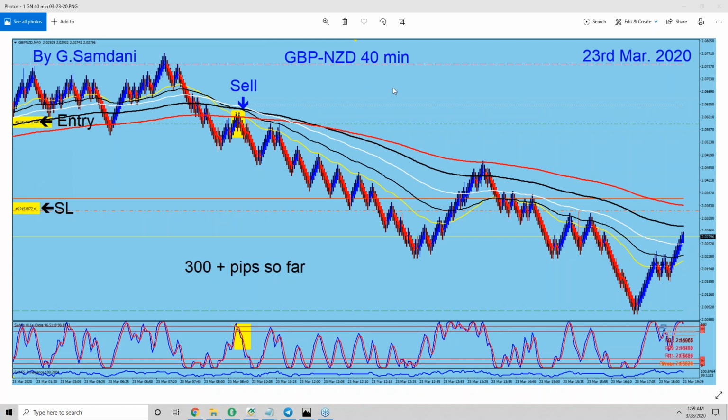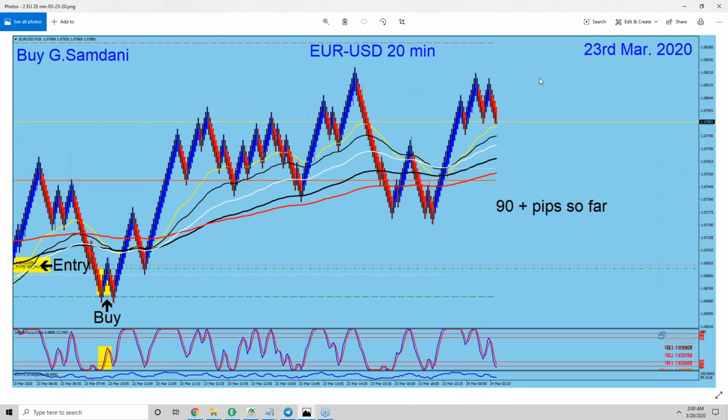This is a 40-minute chart. Why? Because the 20-minute chart was just too long, and the entry was not coming into the picture. So I had to make it a 40-minute. The entry was somewhere here, right? This little wick here, that's a 20-minute entry. So right after this setup, you have a 20-minute entry, and there you go. And this is from the 20-minute.